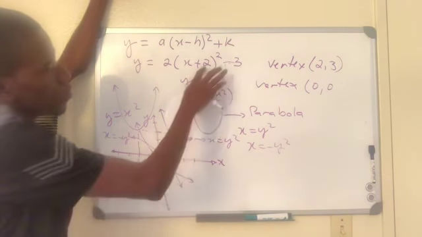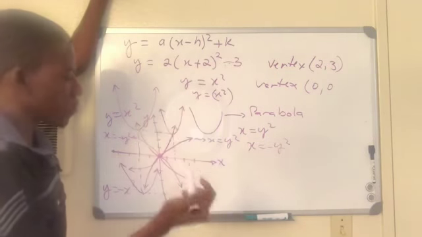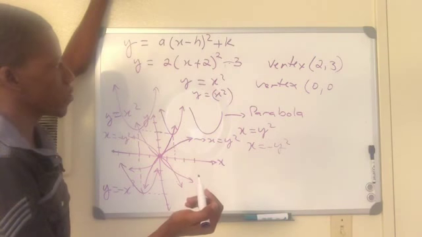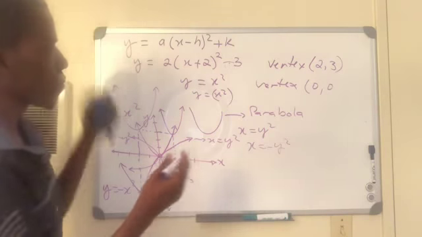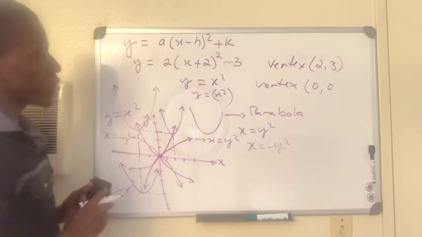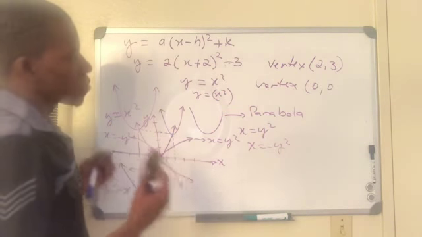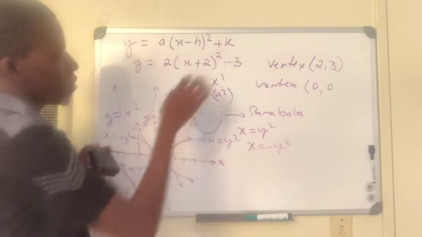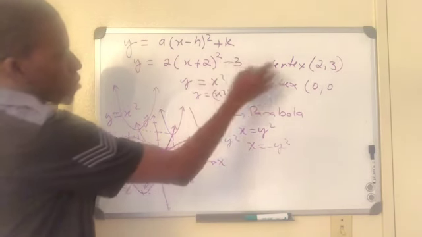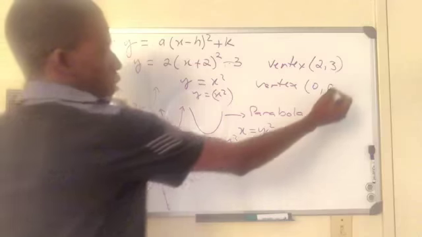Okay, so these numbers are just there to shift the parabola. That's it. That's how we graph a parabola. So in general, that's how it is. These numbers that shift the parabola are called the vertex of the parabola.